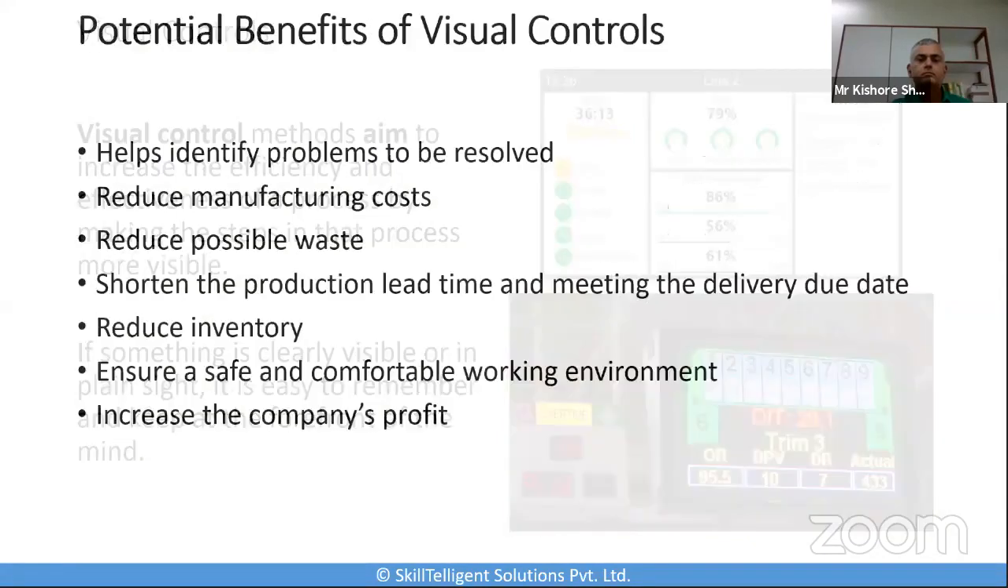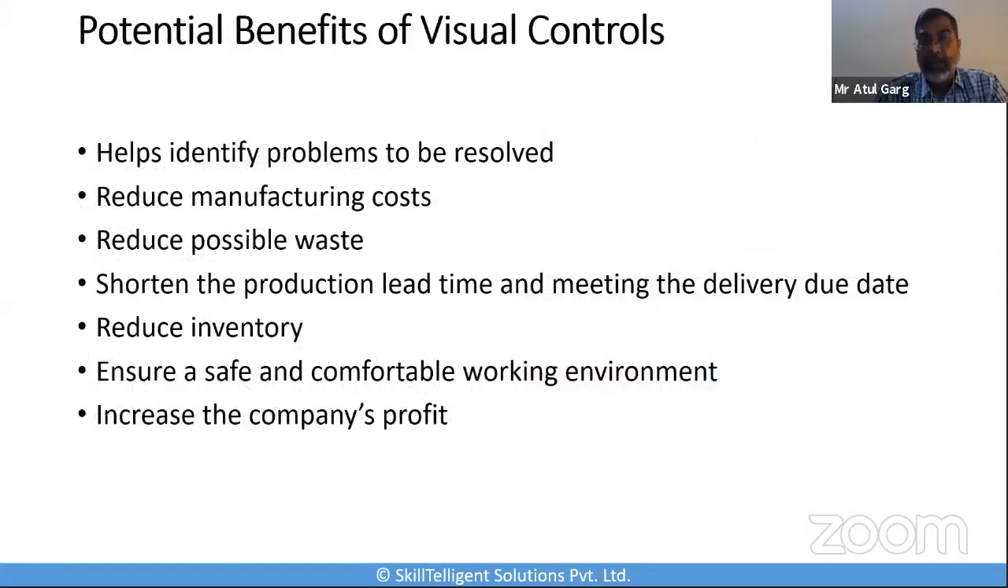Okay. What are the benefits of visual controls? So they have several benefits. They help in identifying problems to be solved. They reduce the manufacturing cost. They reduce the possible waste, shorten the production lead time, and even help in meeting the delivery due dates. They also help in reducing inventory, ensure a safe and comfortable environment, and increase the company's profit.